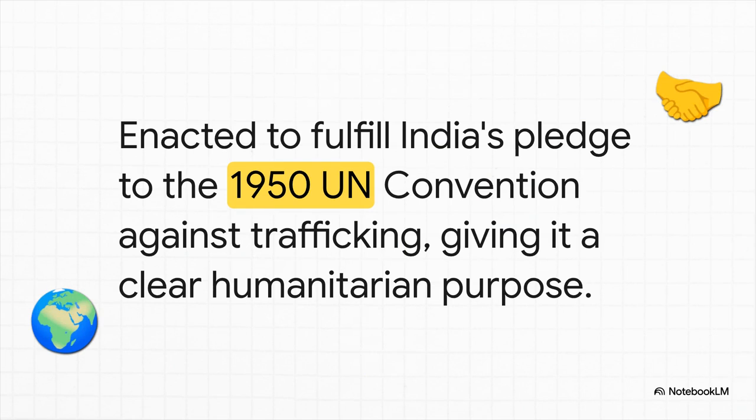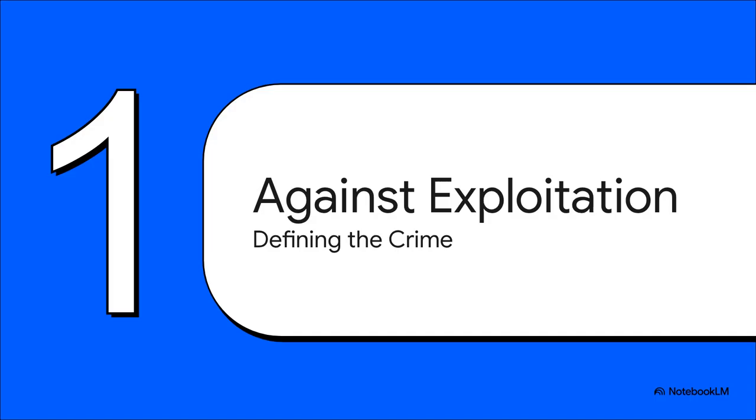You know, this law didn't just appear out of nowhere. It was actually born from a global promise. India signed on to the 1950 UN Convention Against Trafficking, and this act was how they made good on that promise. So from day one, it had this international weight and a really clear humanitarian goal. Okay, so to really get how this thing works, we've got to start with the basics, with the actual language it uses. Let's break down how the law itself defines the crime it's trying to stop.